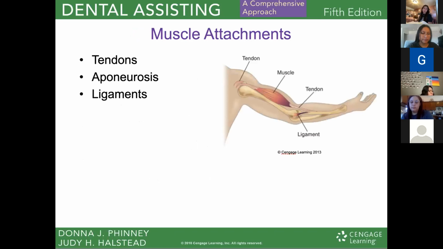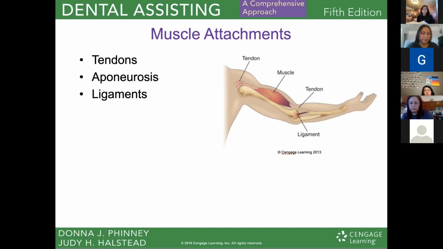So skeletal muscles attach to the bone in various ways. Some are directly to the periosteum of the bone, or through specialized connective tissue that extends beyond the muscle. Tendons are in the form of a cord and attach muscle to bone. So a tendon would be muscle to bone. This would be the muscle, and then the tendon would attach to one end of the bone, and then we would also have a tendon that attaches to the other bone, which enables us to move our arm back and forth.